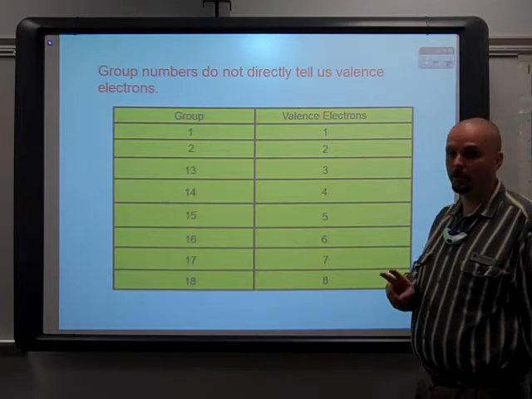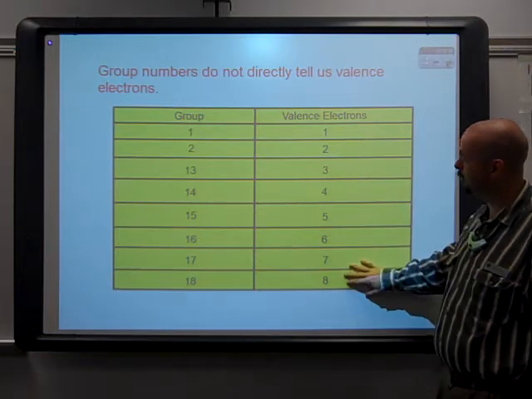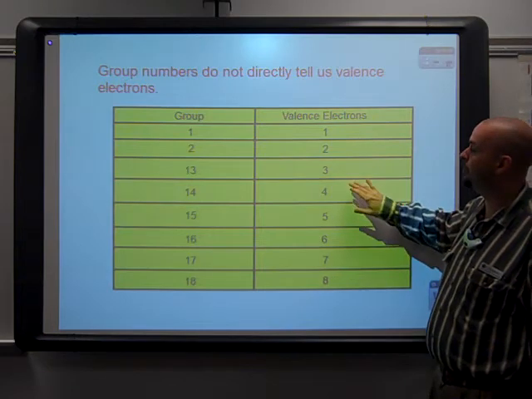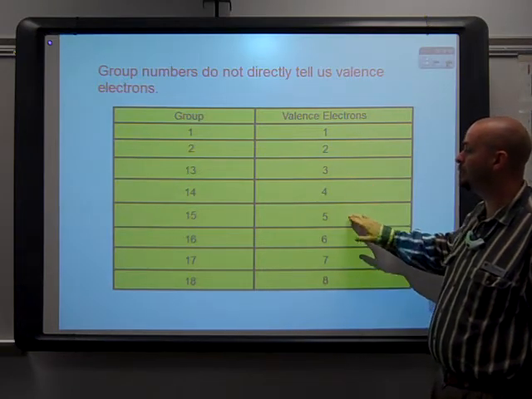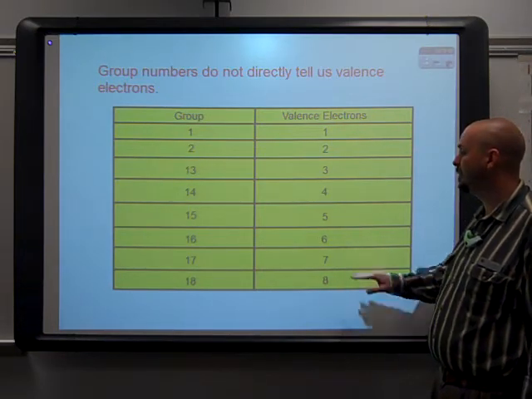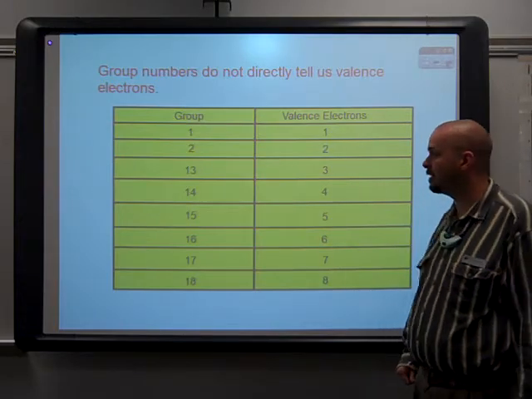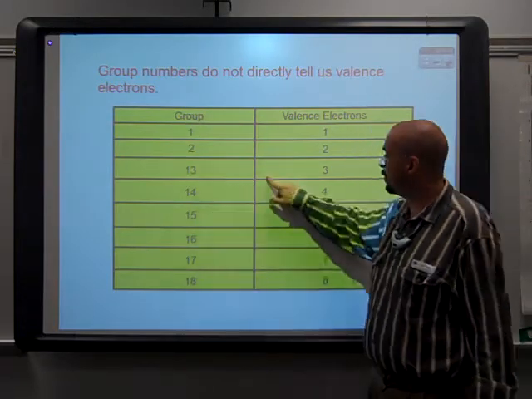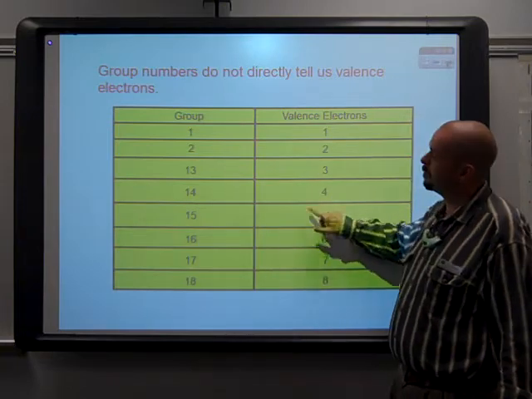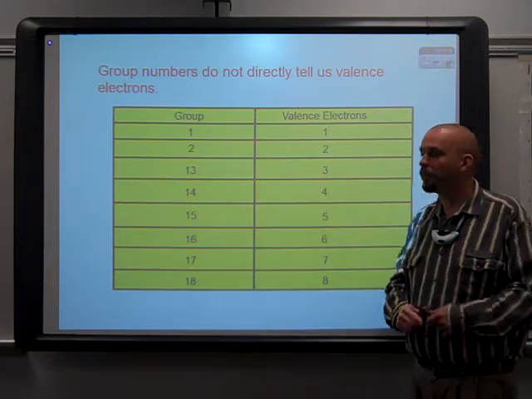In physical science, we will focus predominantly on these groups. Group 1 has 1, Group 2 has 2, 13 has 3, 14 has 4, 15 has 5, 16 has 6, 17 has 7, and 18 has 8. Again, just remember, drop the 1s from 13 through 18, and you'll have no problem with this.